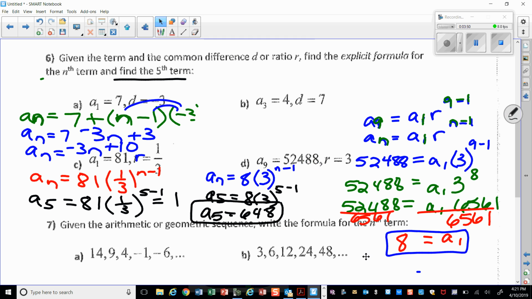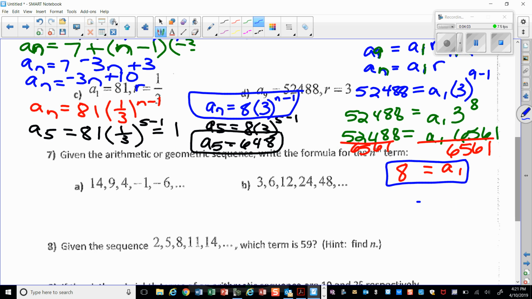All right, and the explicit formula is that right there. Okay, fantastic. That was 6D.